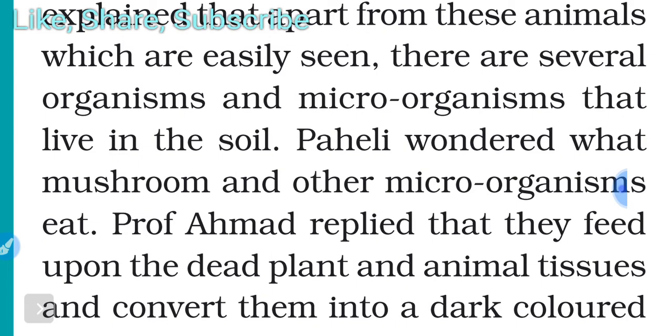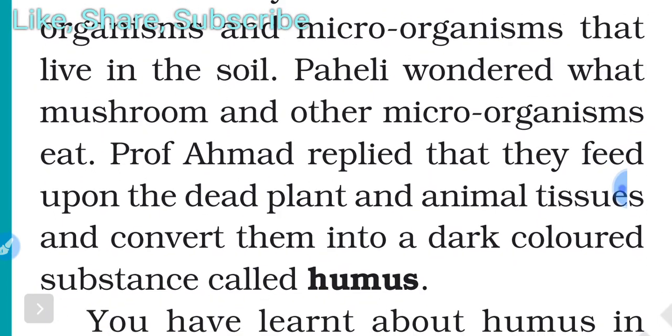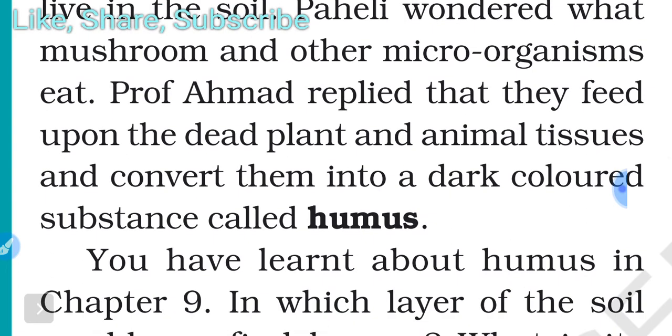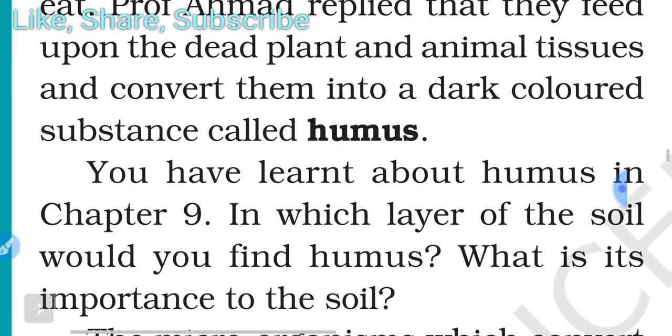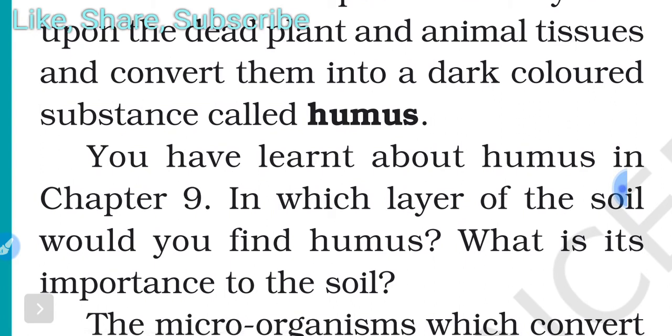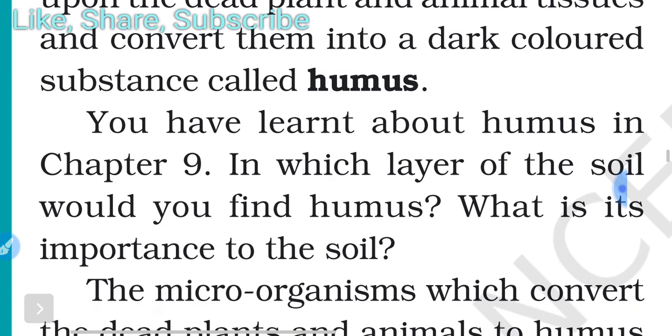Professor Ahmed replied that they feed upon the dead plant and animal tissues and convert them into a dark colored substance called humus. So all the decomposers which act on dead plants and animals convert them into humus. You have already learned about humus in chapter 9. In which layer of the soil would you find humus? What is the importance of this to the soil?